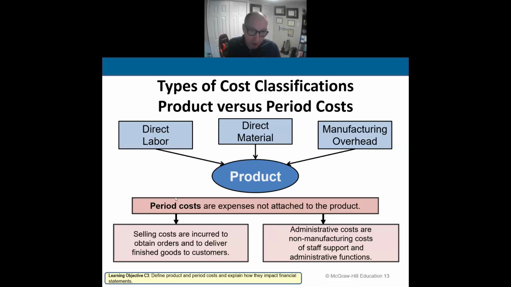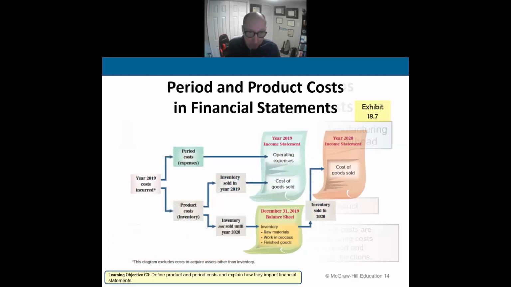So we talked about period costs. We talked about product costs. We're going to start breaking everything down further. On the financial statements, on our income statement and balance sheet, we allocate those costs. Period costs are simply expenses. Selling and administrative expenses are what we call operating expenses. We just expense them out. They are a line item on your income statement.